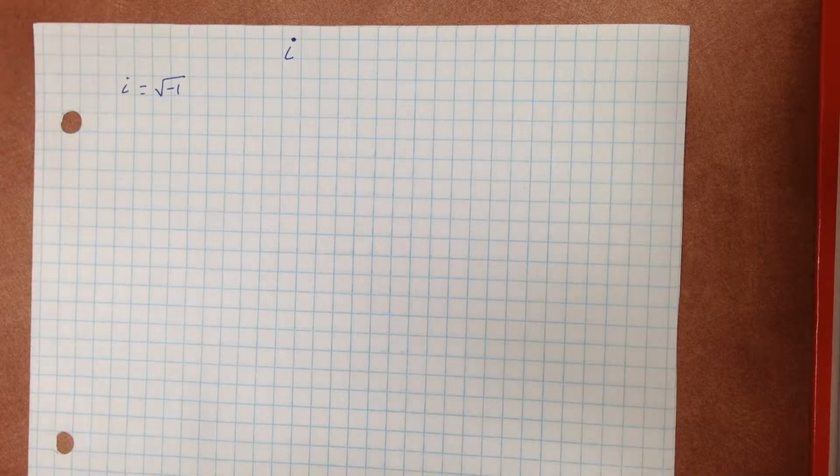So as you can see, this is just kind of a given. If you accept this, the rest of it should be a little bit easier to understand. I equals the square root of negative 1. So we can kind of cycle through this thing here.